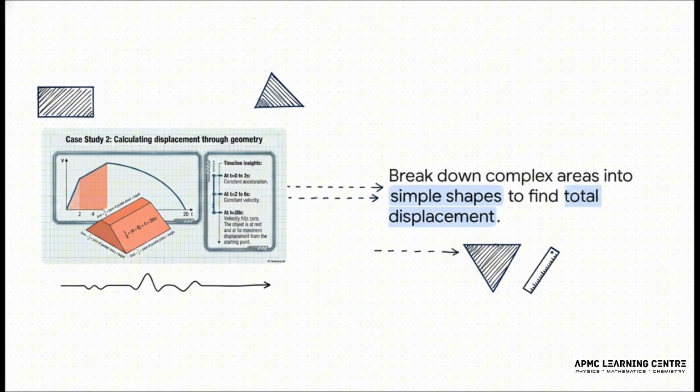All you have to do is look at the area under the graph and break it down into simple shapes you already know. Rectangles, triangles, maybe a trapezoid. Then you just calculate the area for each of those simple shapes, add them all together, and boom, that's your total displacement. So for the journey you're looking at here, it comes out to a clean 20 meters.